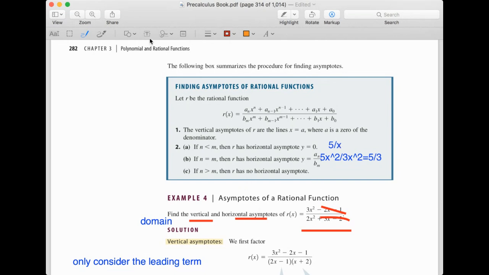For the third case, let's think about maybe 3x divided by 4. The numerator has degree 1 and the denominator has degree 0. So the degree in the numerator is bigger than the degree in the denominator. In this case, there are no horizontal asymptotes, which means the range is all real numbers. No horizontal asymptotes.